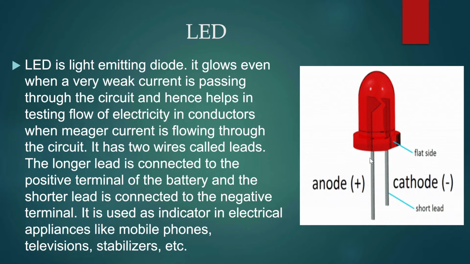Okay, children. So this LED is generally used as an indicator in electrical appliances like mobile phones, televisions, stabilizers. You can also see these in remotes and other electrical appliances. Okay, children. So we use LED as a tester instead of a bulb.